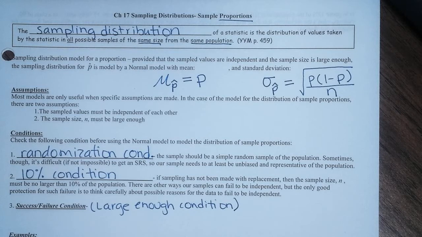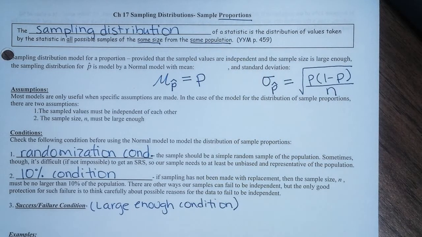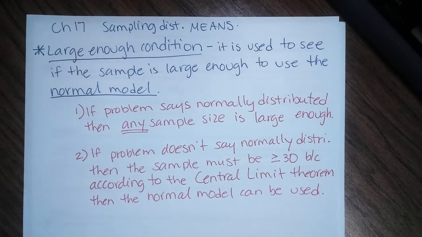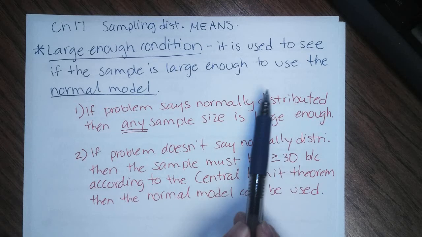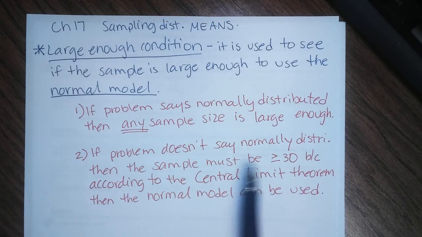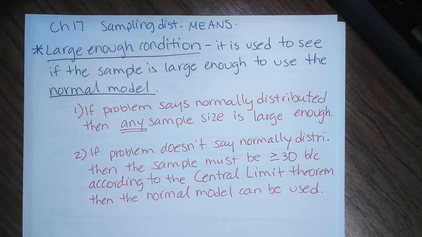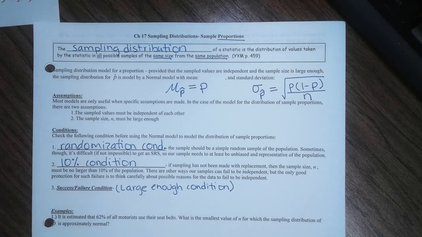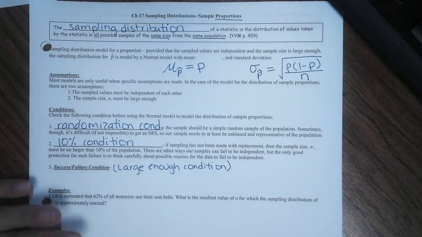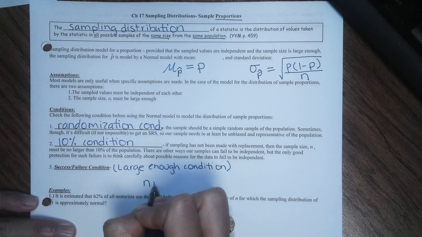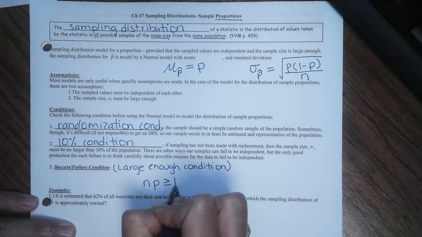So for last week, when we were doing means instead of proportions, I just told you what the large enough condition was. Either the problem says normally distributed, or you have a sample of at least 30. So that's for means. However, here's what it is for proportions. In order for your sample to be large enough, here's where you check. You're going to check that n times p has to be greater than or equal to 10.